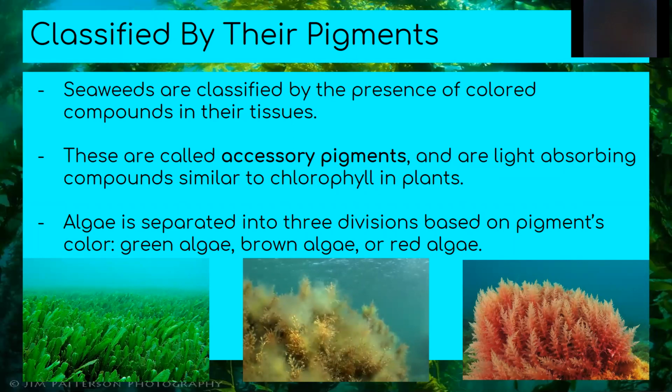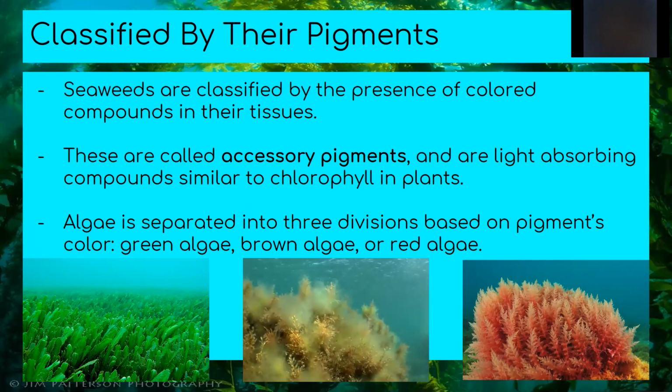This is just going to be the light absorbing pigments in their bodies. So this is very similar to the chlorophyll that we see in land plants that turns their leaves green. Same idea, but these are going to be separated into 3 different groups. They're either going to be green algae, brown algae, or red algae.